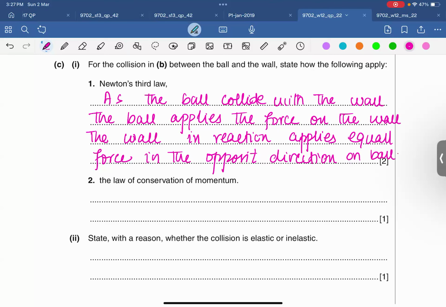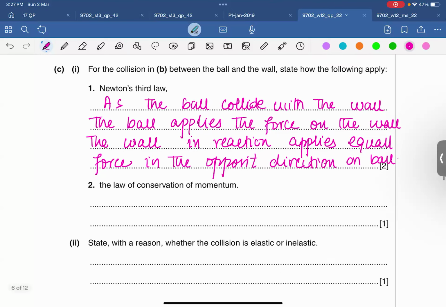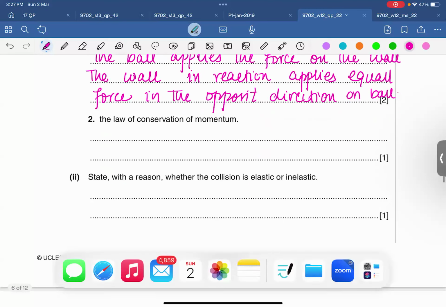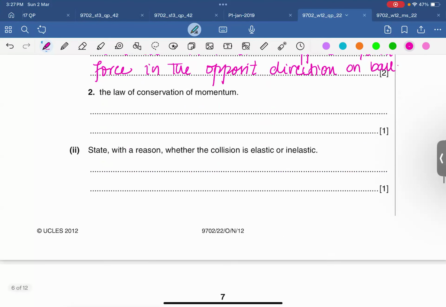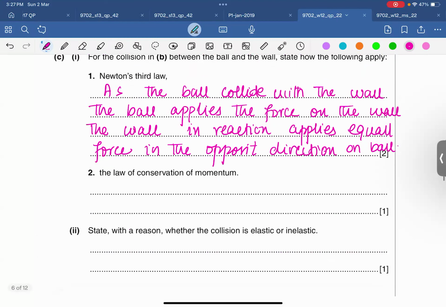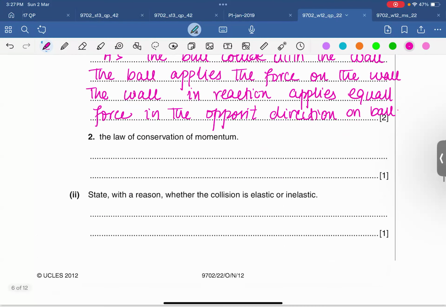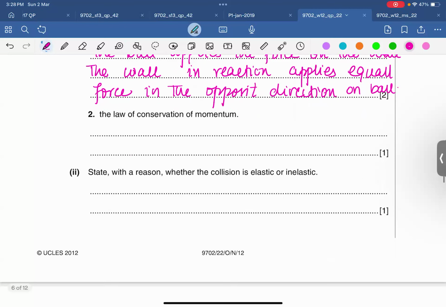Since it is a theory question, let's move on, then we will check. Now they're saying apply the law of conservation of momentum. The law of conservation of momentum says that the total momentum of the system should be conserved, or the change in momentum of one body should be equal to the change in momentum of the other body in the opposite direction.